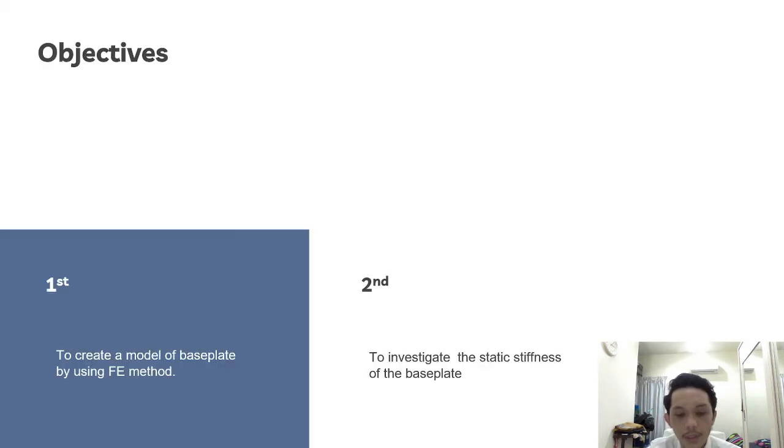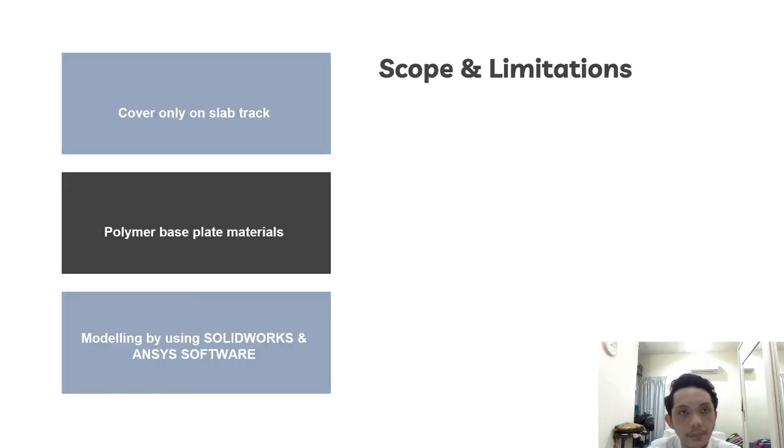Let's move on to the objective. The objective is quite simple. First, to create a model of the base plate by using the finite element method, and second, to investigate the static stiffness of the base plate. Again, like I discussed earlier, stiffness is really important in the track in order to prolong the life cycle of the track and the base plate itself.